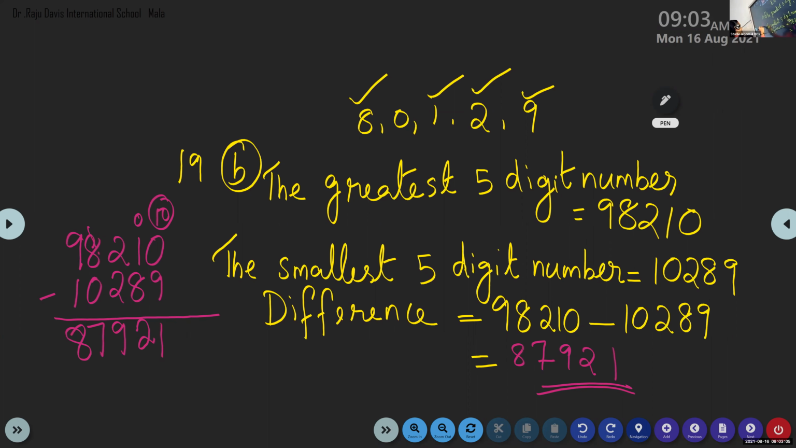So children, if we cannot subtract, what do you have to do? Borrow. So 10 minus 9, that is 1. Borrow again. Here it is now 10 minus 8, 2. Then we have 1 here. Then 11 minus 2, 9. Then 8, 7 minus 0, that is 7. See, don't forget to do the borrowing.